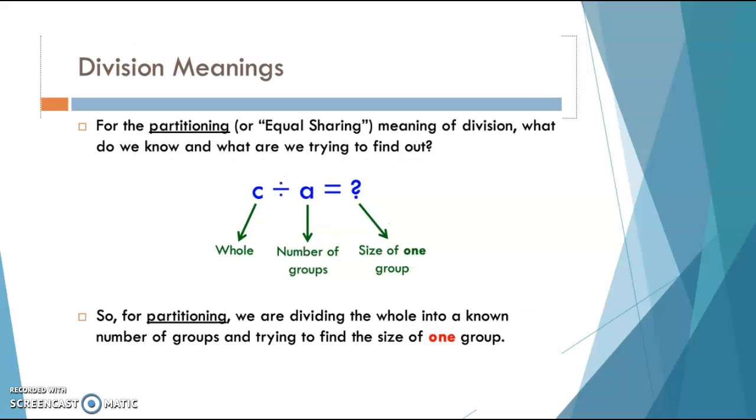For the partitioning or equal sharing meaning of division, what do we know and what are we trying to figure out? So here, C, the whole, divided by A, the number of groups, equals the size of one group. So with partitioning, we're dividing the whole into a known number of groups and trying to figure out the size of one group.